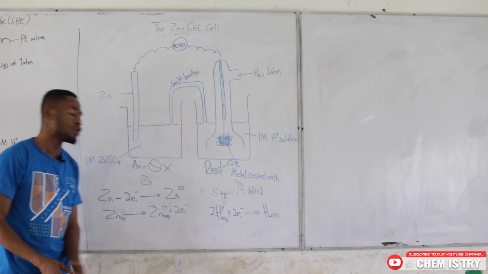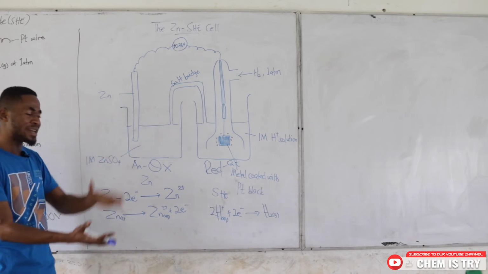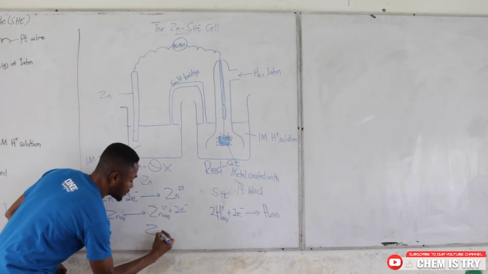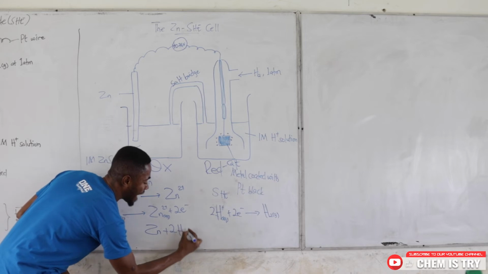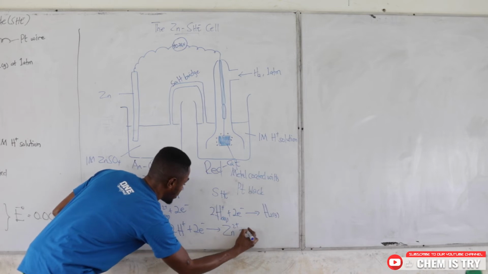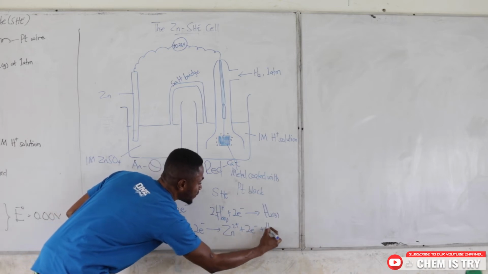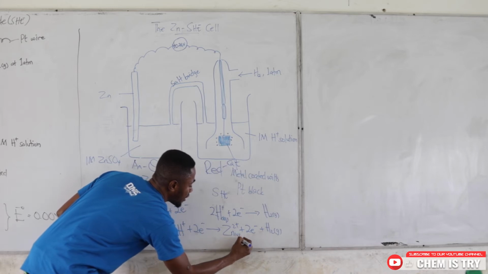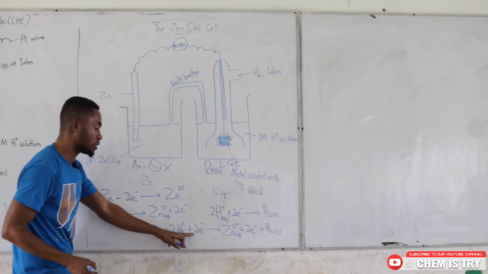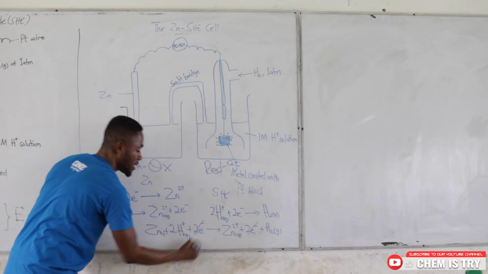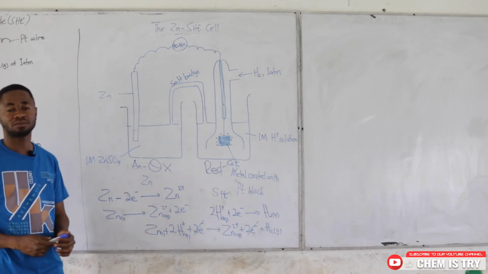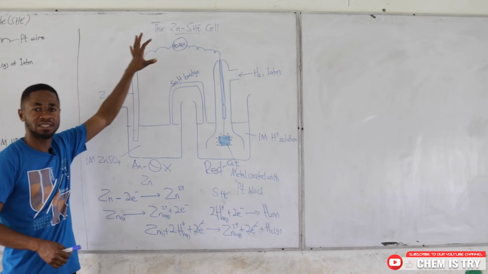These are the half reactions. When we combine the half reactions together, we get the overall reaction. Zinc plus 2H+ plus 2 electrons going to Zn2+ plus 2 electrons plus hydrogen gas. Electrons are common on both sides, so we cancel them out. This becomes the overall reaction that is occurring in the zinc SHE cell.